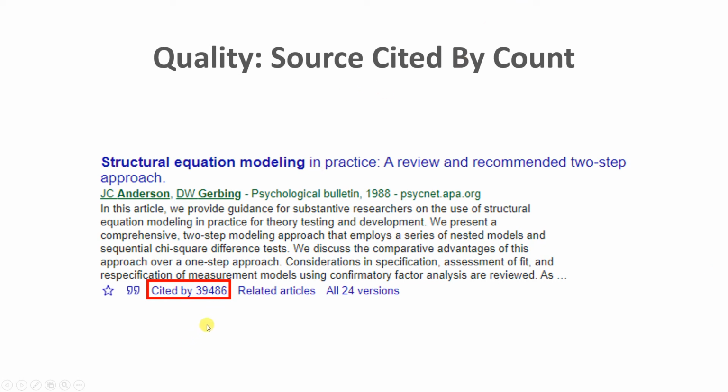And so what this shows you is how many published or also unpublished sources have cited it. This can also include dissertations and theses and so forth that are not published. But how many times has this been cited since it was published? Well, this was published in 1988, and this particular paper has been cited 39,486 times. That's quite high, at least in the context of psychology, management, and so forth.